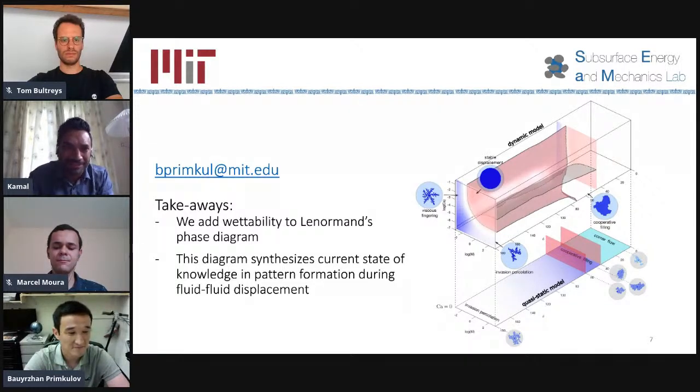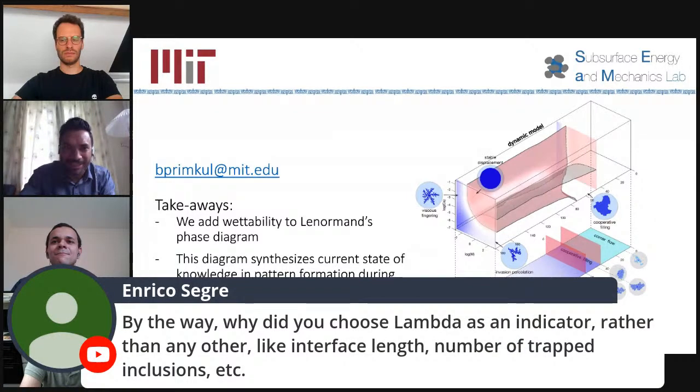Okay, thank you. If anybody has another question from the studio before we wrap up the session. There's another question coming up, the second question by Segre: why did you choose lambda as an indicator rather than any other, like interface length or number of trapped inclusions?